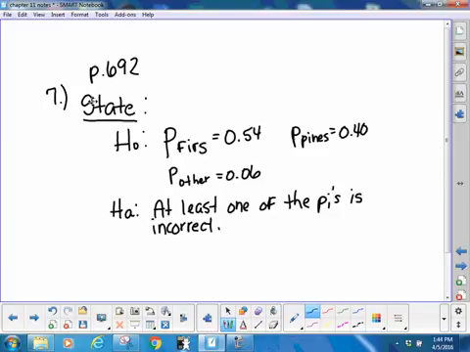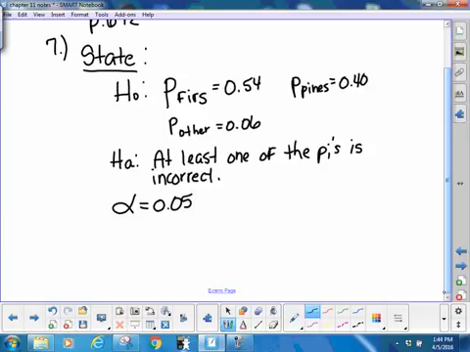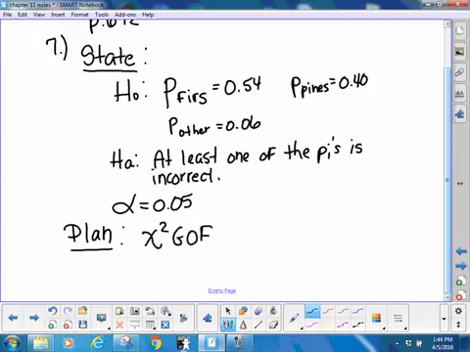And then also in your state part, you want to put your level of significance. We're going to do 5%. And I don't know why they use the subscript i here to reference the proportions, but they do. State, plan. We're going to do chi-square goodness of fit if conditions are met.